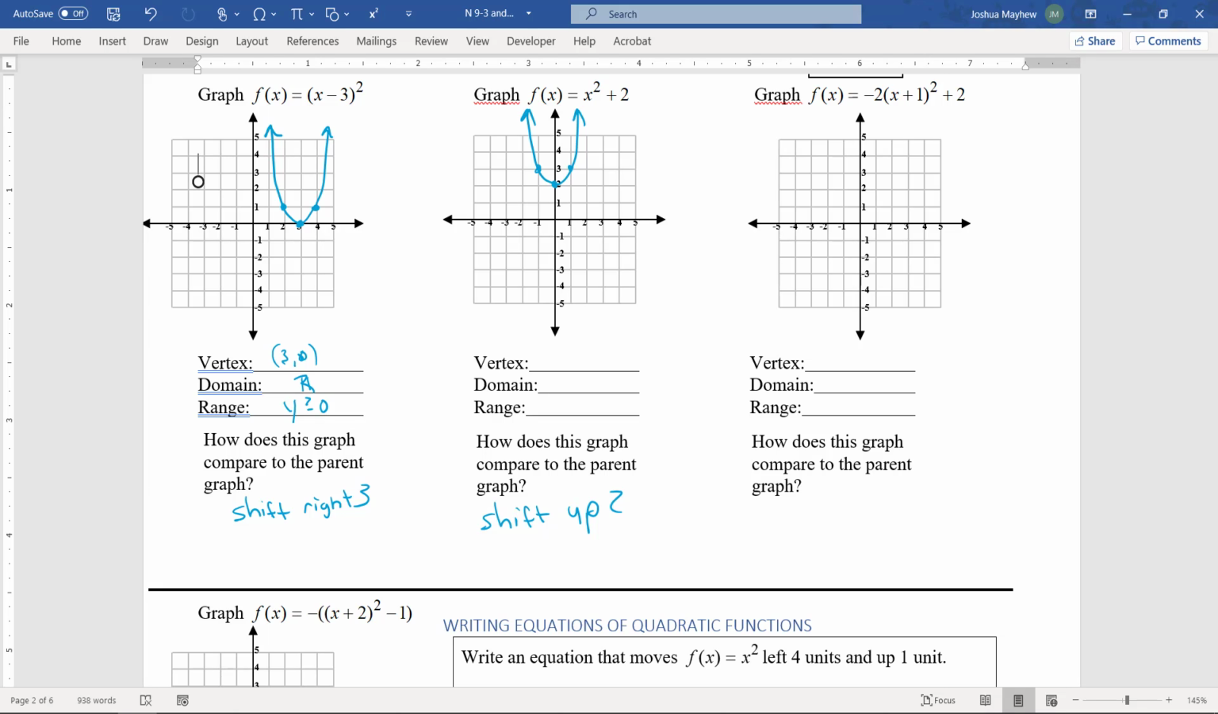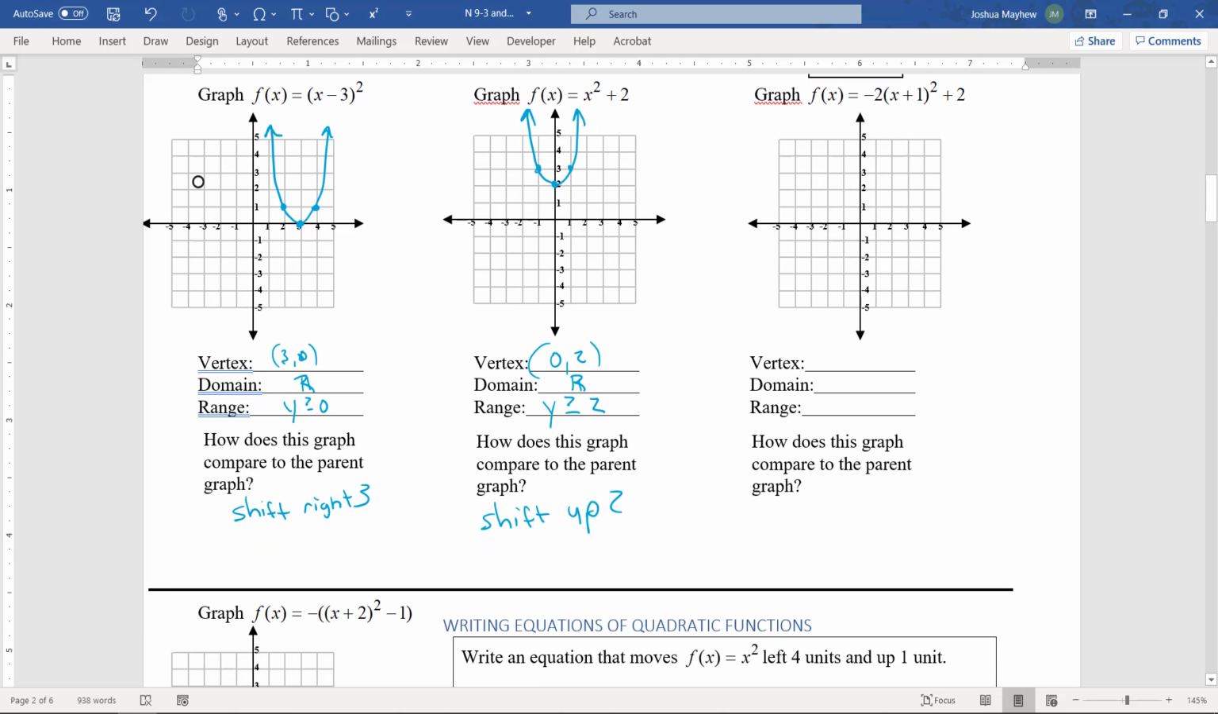So it has a vertex of 0, 2, has a domain of all real numbers, and it has a range y is greater than or equal to 2. Change from 0. Notice the y coordinate of the vertex. It's always connected to the range. If you want a challenge, you can pause it and try the next one on your own. If not, just watch me. But either way, let's do the next one.